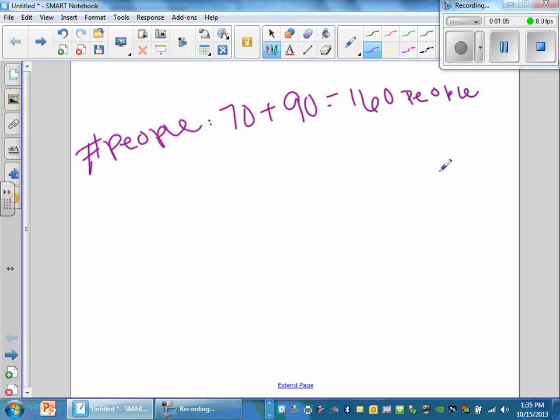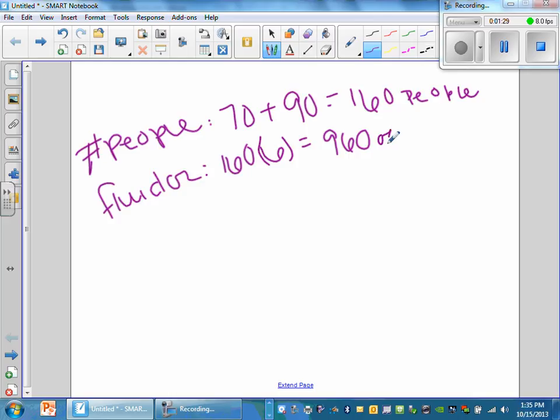Next, I'll need to know the number of fluid ounces that I'm going to want to serve. If I have 160 people, and each glass holds 6 fluid ounces, I need to multiply the people times the fluid ounces. 160 times 6 gives me 960 ounces. So that means I will need 960 ounces for the reception.